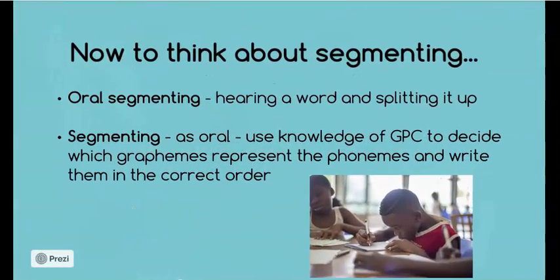Now to think about segmenting. So segmenting, as you would imagine, is breaking something down. To orally segment, we're going to hear a word and be able to split it up, and then to segment, moving on from orally and thinking about the GPC again, the grapheme phoneme correspondence, deciding which graphemes or which letters represent the sounds that we hear and being able to write them in the correct order. This is where we then see children starting to learn to spell simple words.